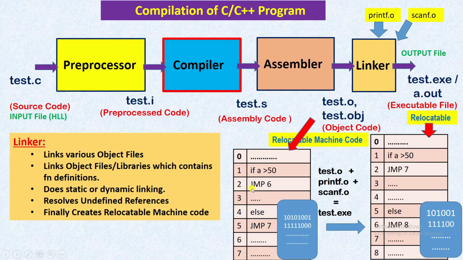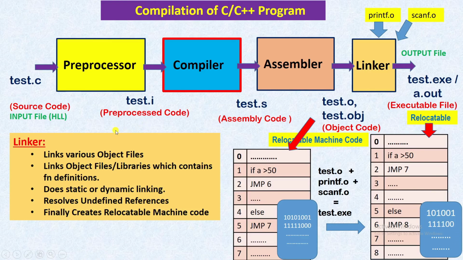Before this, your code was saying jump 6, that is here. Now there is some other line added here, so everything has shifted. Earlier it was saying jump 7, now your executable will be saying jump 8, because we have shifted one line below. So these addresses will be changed in your final executable file also. And this is again a binary file, so it cannot be seen in a normal text editor either.